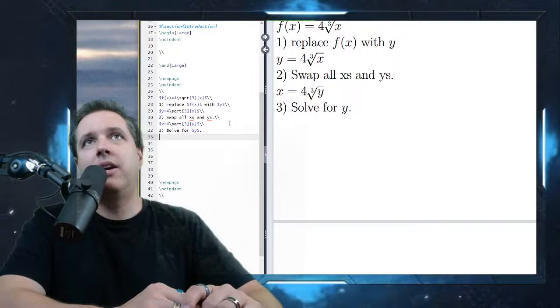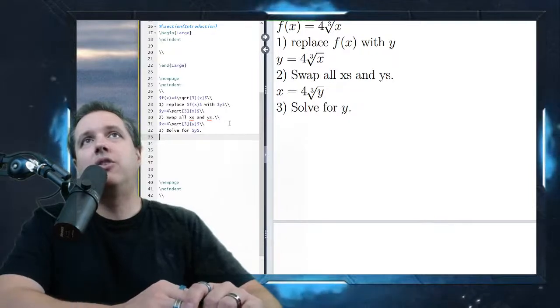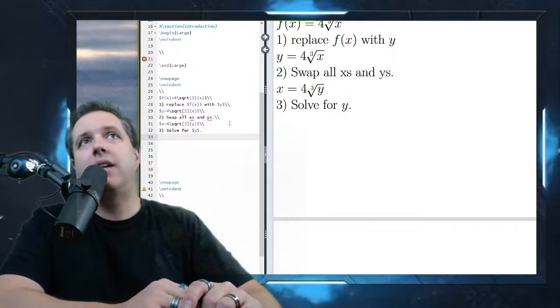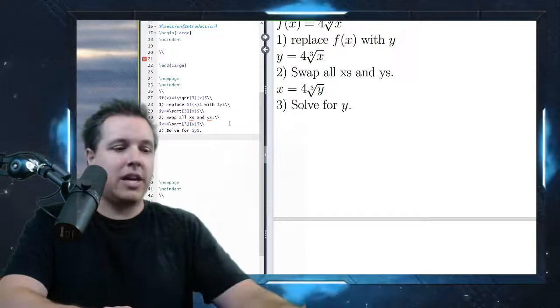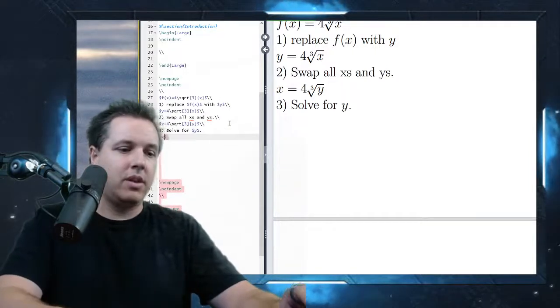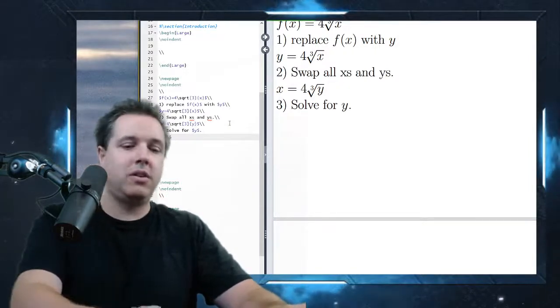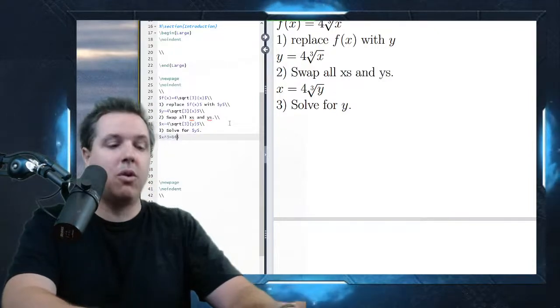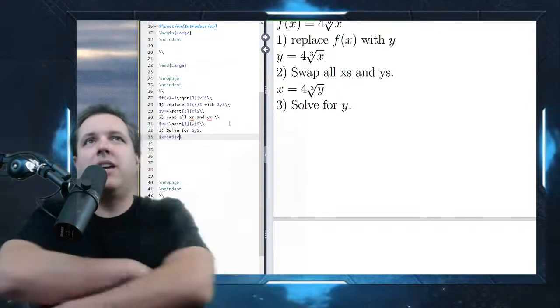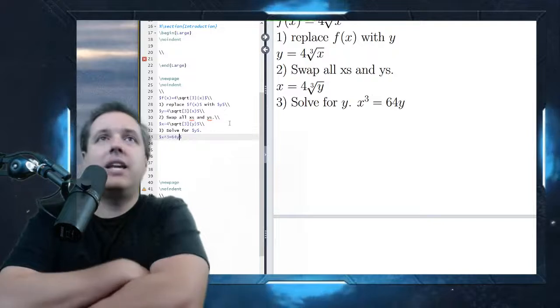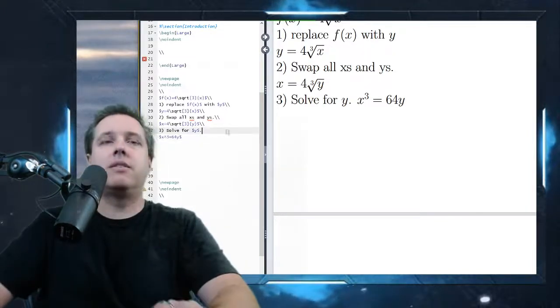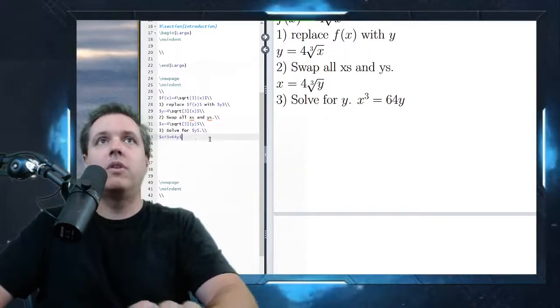Let's see, so what am I going to do? Looks like I'm going to cube the entire equation. So doing that should give me x cubed equals 64y. Now, how did I do that? Well, if I cube x, I get x cubed. That's straightforward.